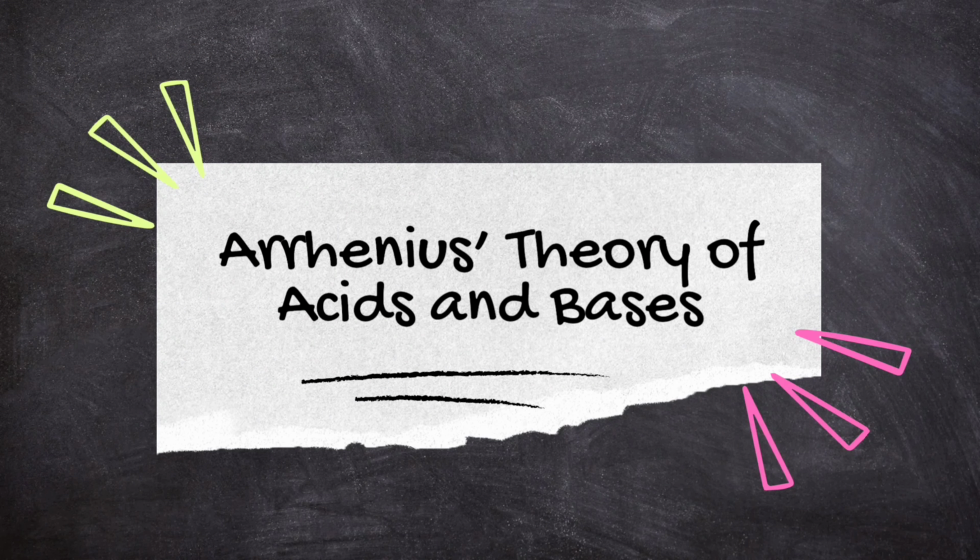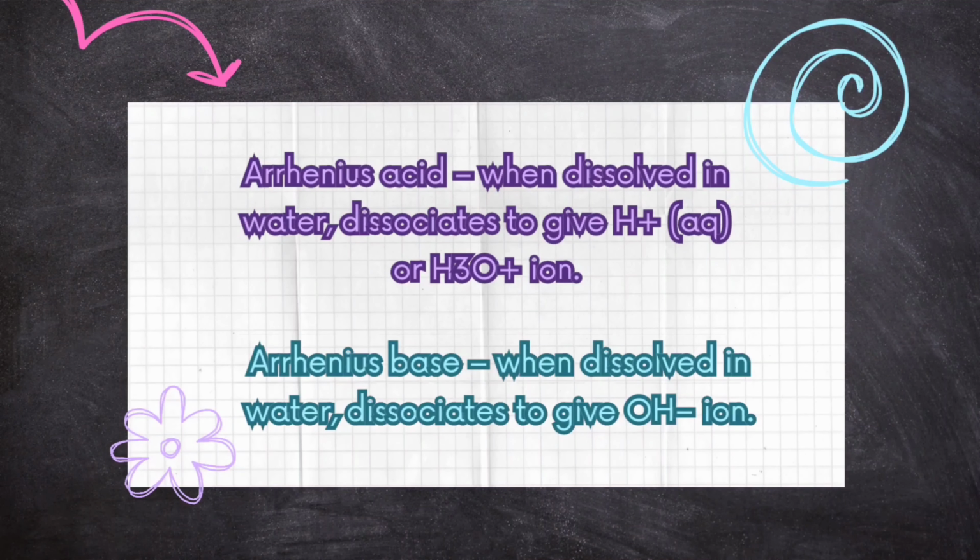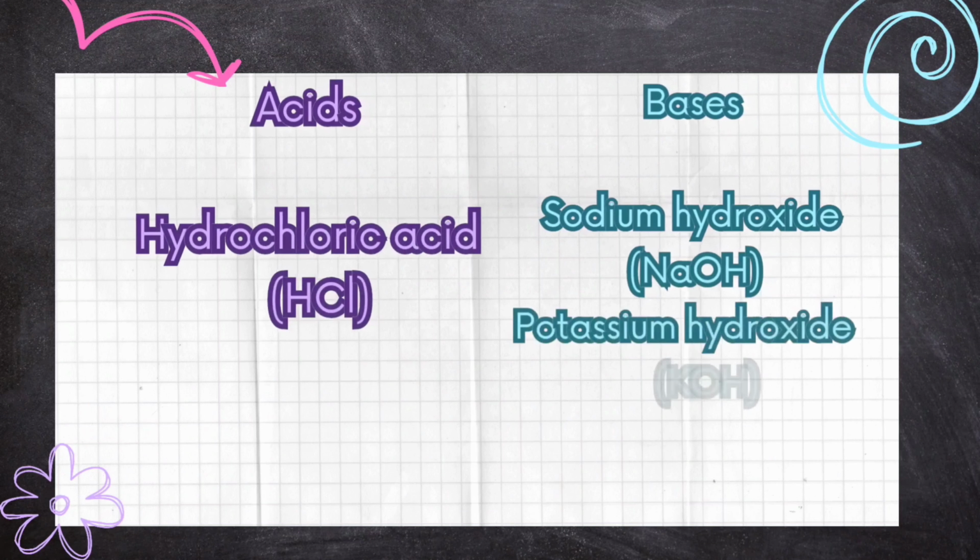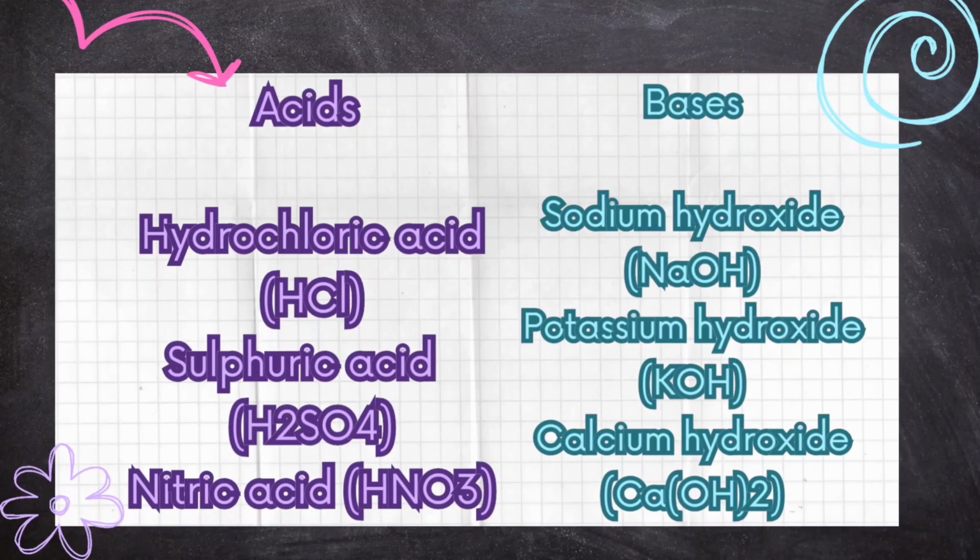Arrhenius theory of acids and bases. An Arrhenius acid, when dissolved in water, dissociates to give hydrogen ion or hydronium ion. An Arrhenius base, when dissolved in water, dissociates to give hydroxide ion. Examples of acids: hydrochloric acid HCl, sulfuric acid H2SO4, nitric acid HNO3. Bases: sodium hydroxide NaOH, potassium hydroxide KOH, calcium hydroxide CaO2.